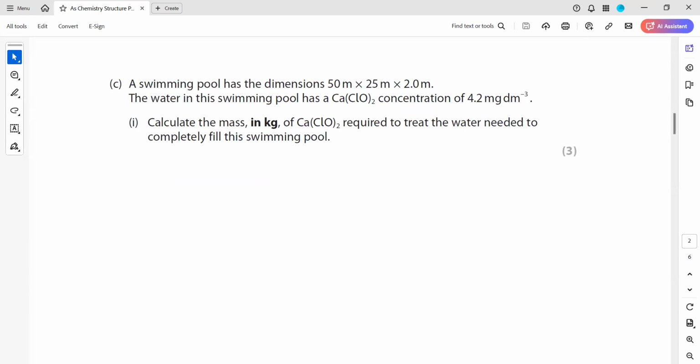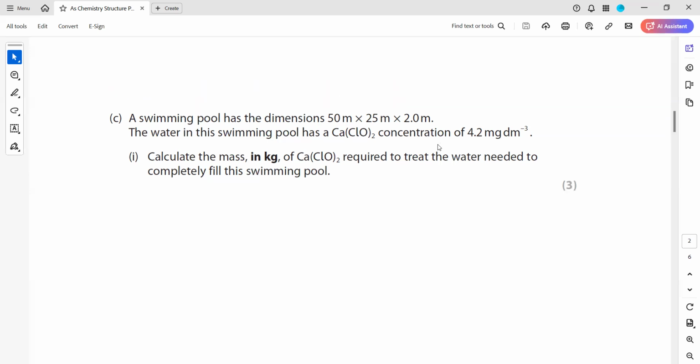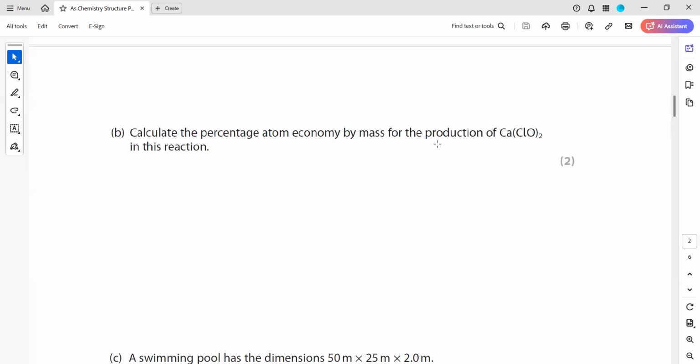So in C1, what we have to do: a swimming pool has a dimension of 50 times 25 times 2. The water in the swimming pool has CaCl2 at a concentration of 4.2 milligram per dm cube. Calculate the mass in kilogram that is required to treat the water needed to completely fill the swimming pool. So how much mass is needed? We have the concentration given.